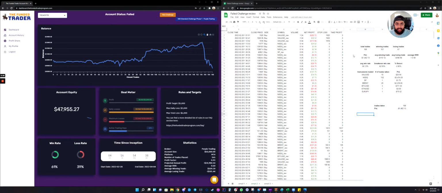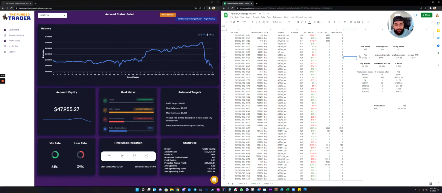I know some guys, they make a lot of money doing it. I'm not one of those people. To most people, I don't recommend scalping because it's very, very stressful. At least that's what I found. Scalping is very stressful. Anyways, the profit and loss, it was minus $1,400.